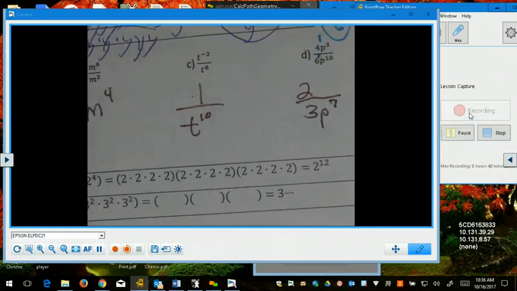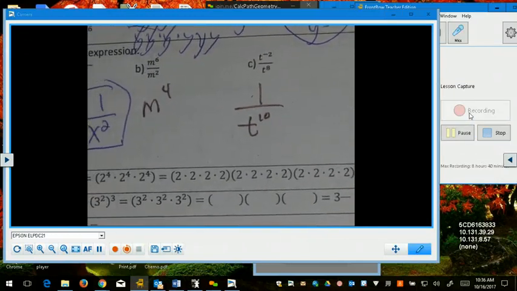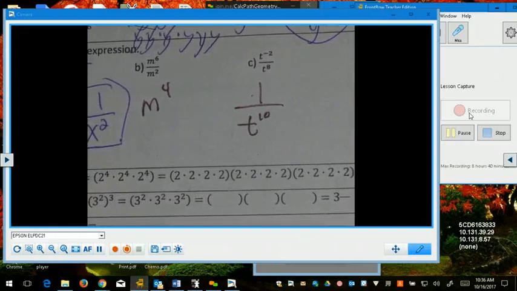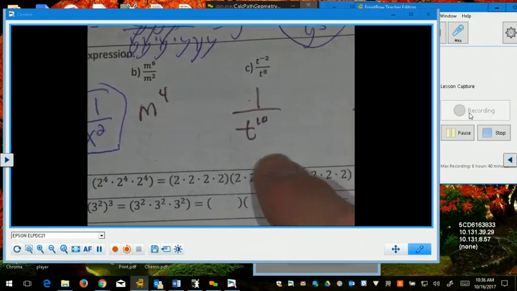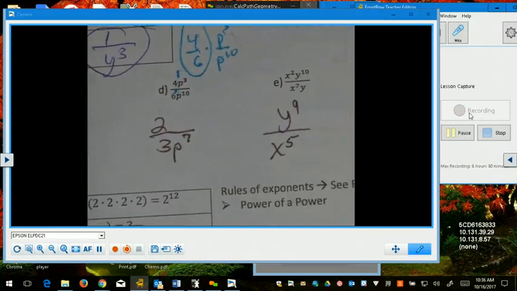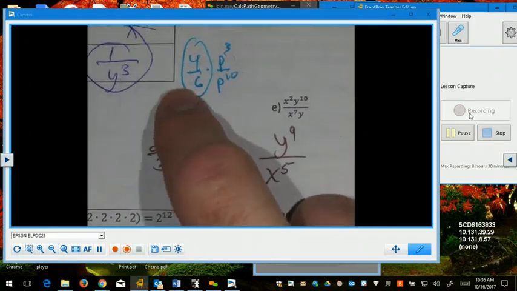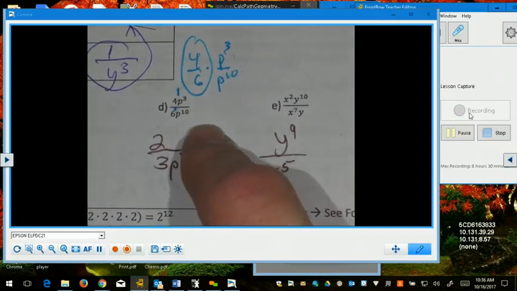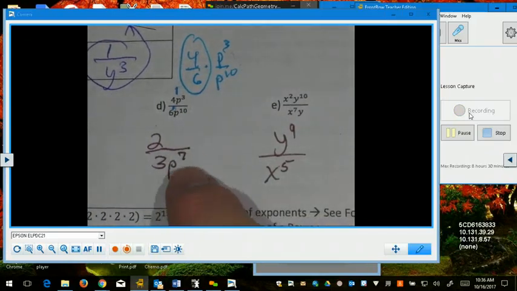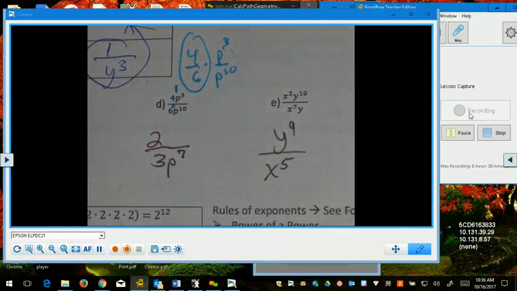Final answers for B and C are up there right now, and I'll put D and E up in a second. Any questions on B or C? So negative 2 minus 8 is t to the negative 10th, and you move it down to the bottom. For letters D and E, the 4/6, both are divisible by 2, giving us 2/3. 3 minus 10 is p to the negative 7th. Since it's in the wrong place, we move it to the denominator.